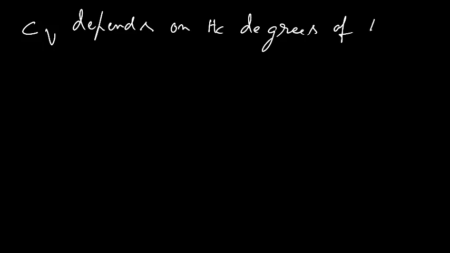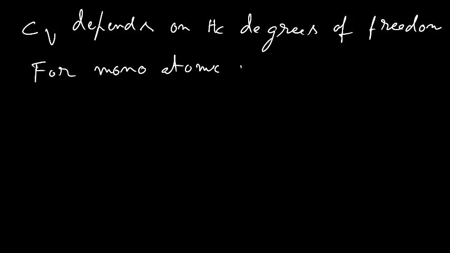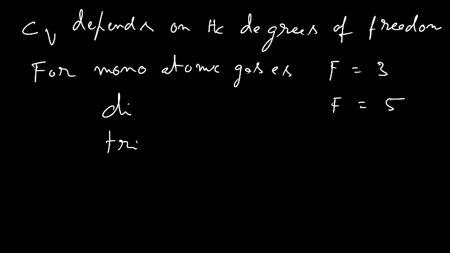Degrees of freedom. For monoatomic gases, the degree of freedom F is equal to 3. For diatomic gases, degrees of freedom F equal to 5. For triatomic gases, degrees of freedom F equal to 6. So using this, we can find the value of Cp and Cv.